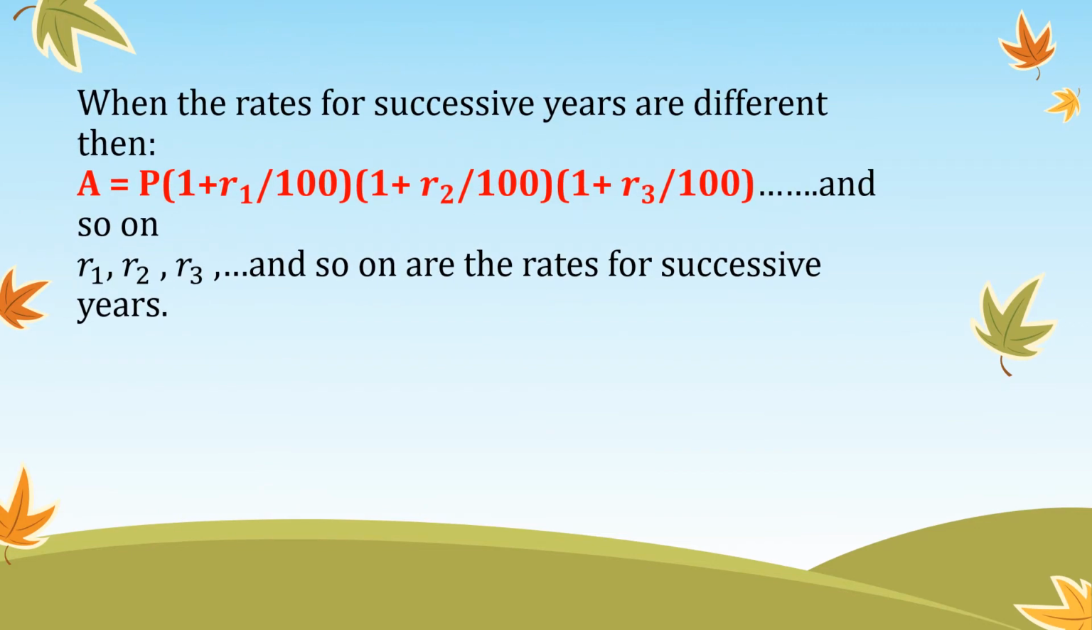Next is when the rates for successive years are different, then the formula is A is equal to P into (1 plus R1 divided by 100) into (1 plus R2 divided by 100) into (1 plus R3 divided by 100) and so on. R1, R2, R3 and so on are the rates for successive years. In the last example, the same rate of interest was given, but in some cases the rate of interest changes every year. So at that time we will use this formula.